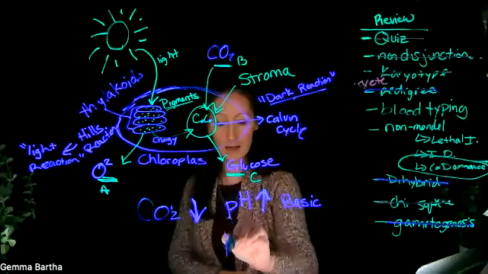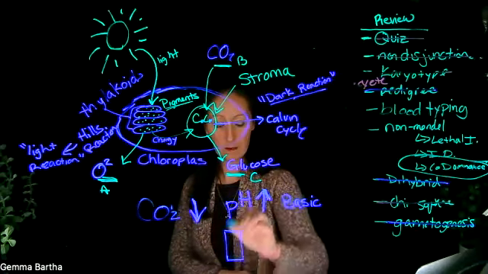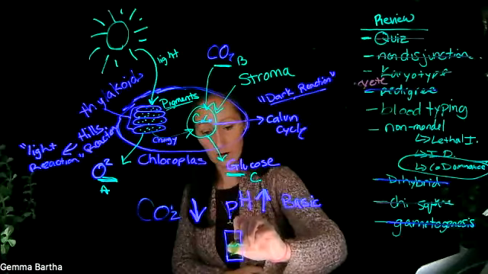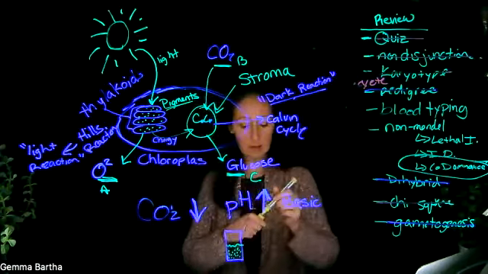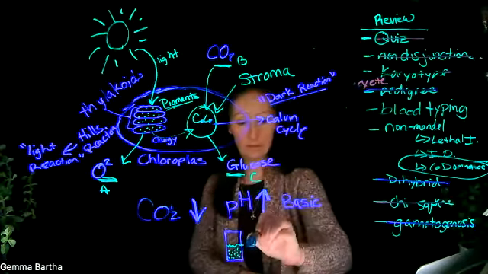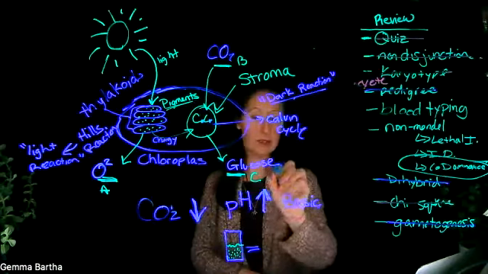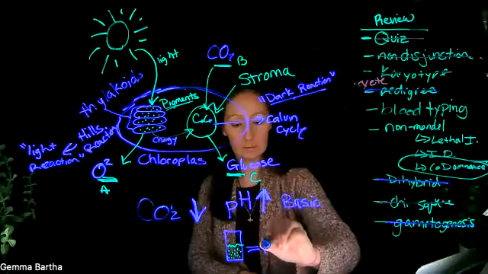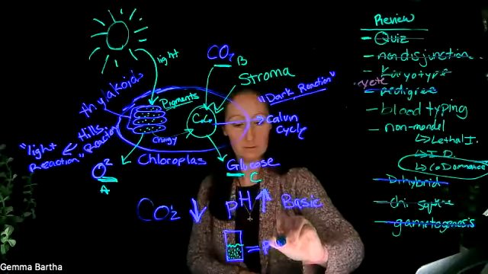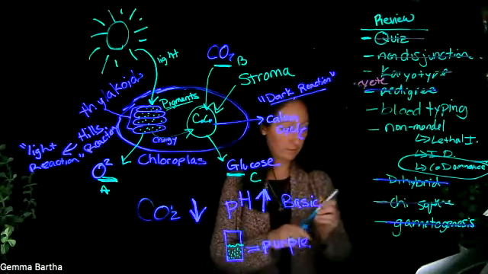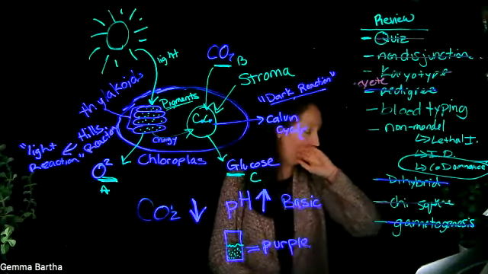And if we had a little vial, all of our little algae in there, what color is that going to turn after being in the light for a long time? If CO2 decreases and it becomes basic. Perfect. Okay.